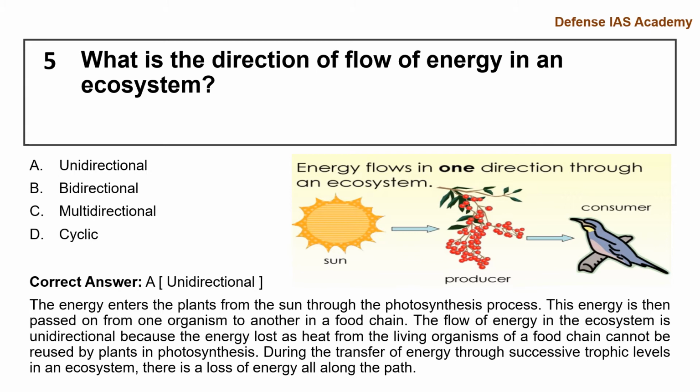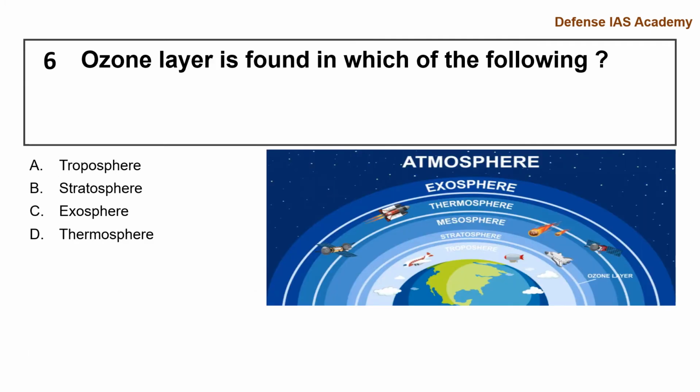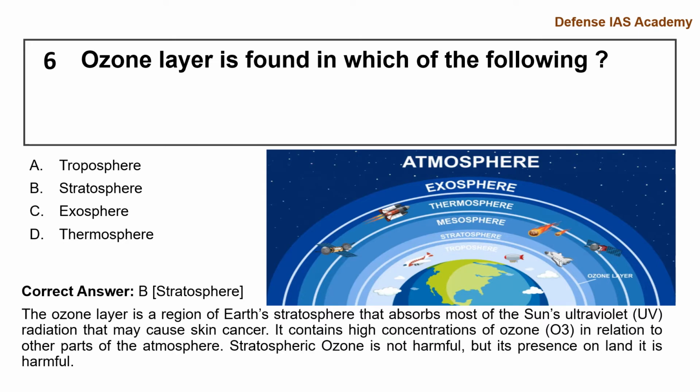Question 6. Ozone layer is found in which of the following? The correct answer is option B, stratosphere. The ozone layer is a region of Earth's stratosphere that absorbs most of the sun's ultraviolet radiation, which can cause skin cancer. It contains high concentrations of ozone, O3, in relation to other parts of the atmosphere. Stratospheric ozone is not harmful, but its presence on land is harmful.